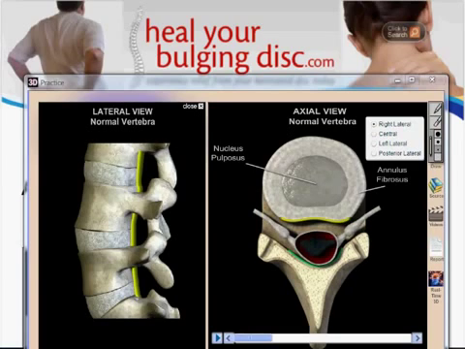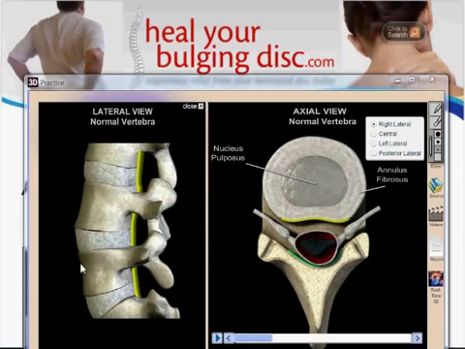referred to as DDD. Now, before we get into that, I want to first talk a little bit about what a normal disc looks like because we're going to want to compare this to the different conditions so that you can see the difference. If you look at this image here that I have up on the screen right now, what we're looking at is a normal healthy disc and a normal spine.